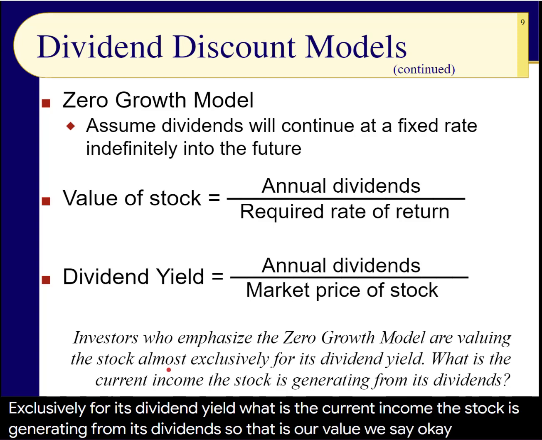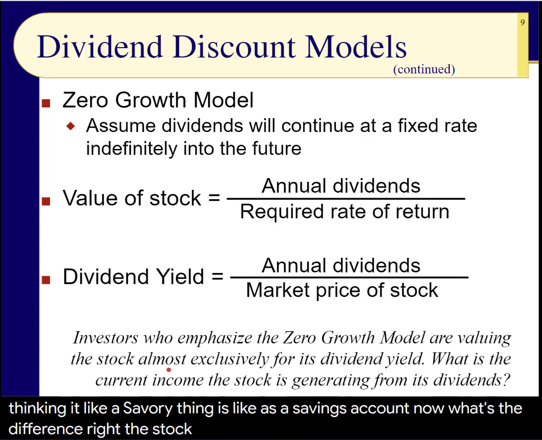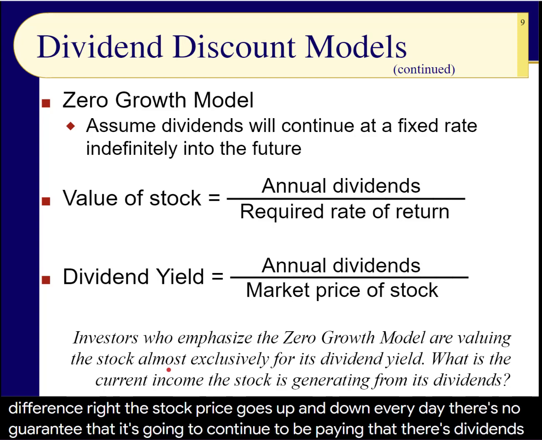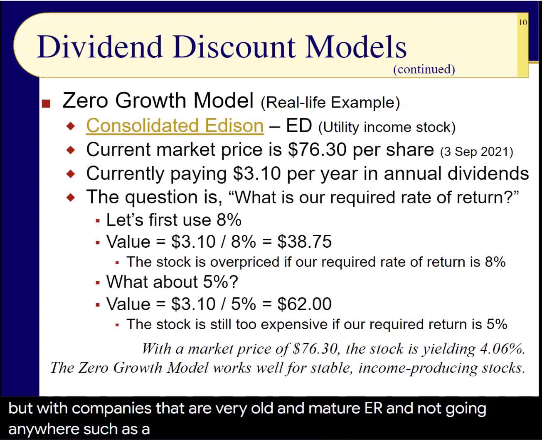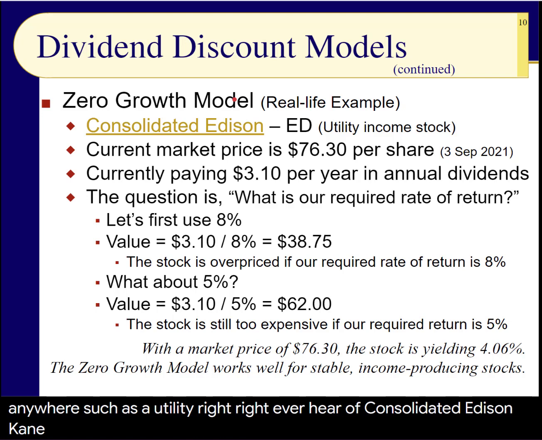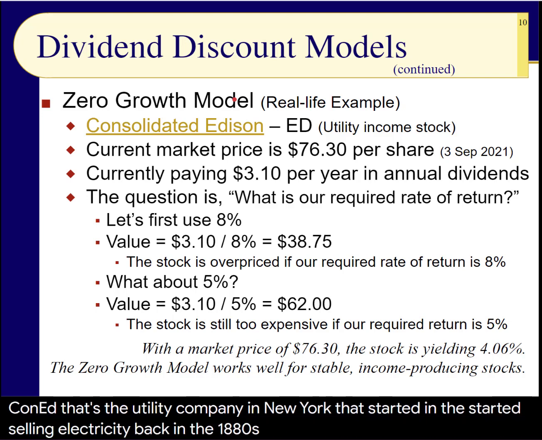We're thinking of it like a savings account. Now, what's the difference? The stock price goes up and down every day. There's no guarantee that it's going to continue to be paying those dividends. But with companies that are very old and mature and not going anywhere, such as a utility, you ever hear of Consolidated Edison? Con Ed, that's the utility company in New York that started selling electricity back in the 1880s, and they even go back further than that.